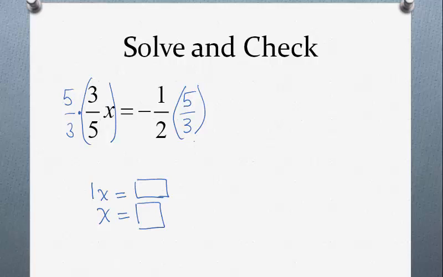And then I'm going to do the same thing on the other side, put a 5/3 there. So then on the left, 3 divided by 3 is 1, 5 divided by 5 is 1. I really do get 1x. And on the right side, negative 1/2 times 5/3, nothing will cancel there, so I just get negative 5/6. So my solution is x equals negative 5/6.